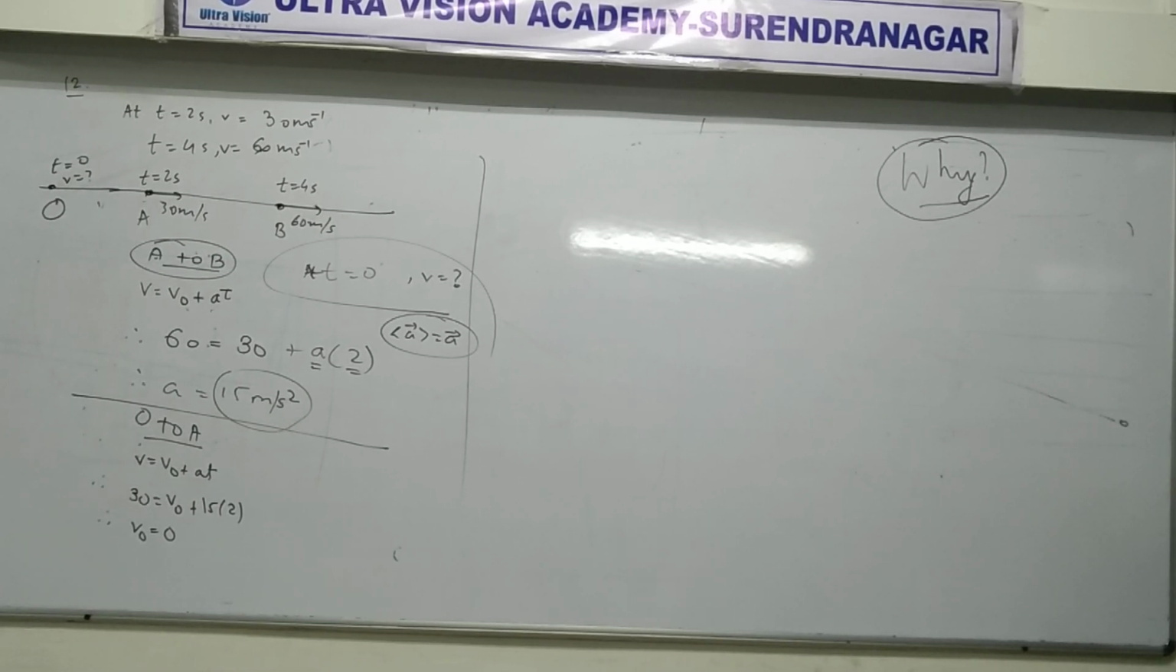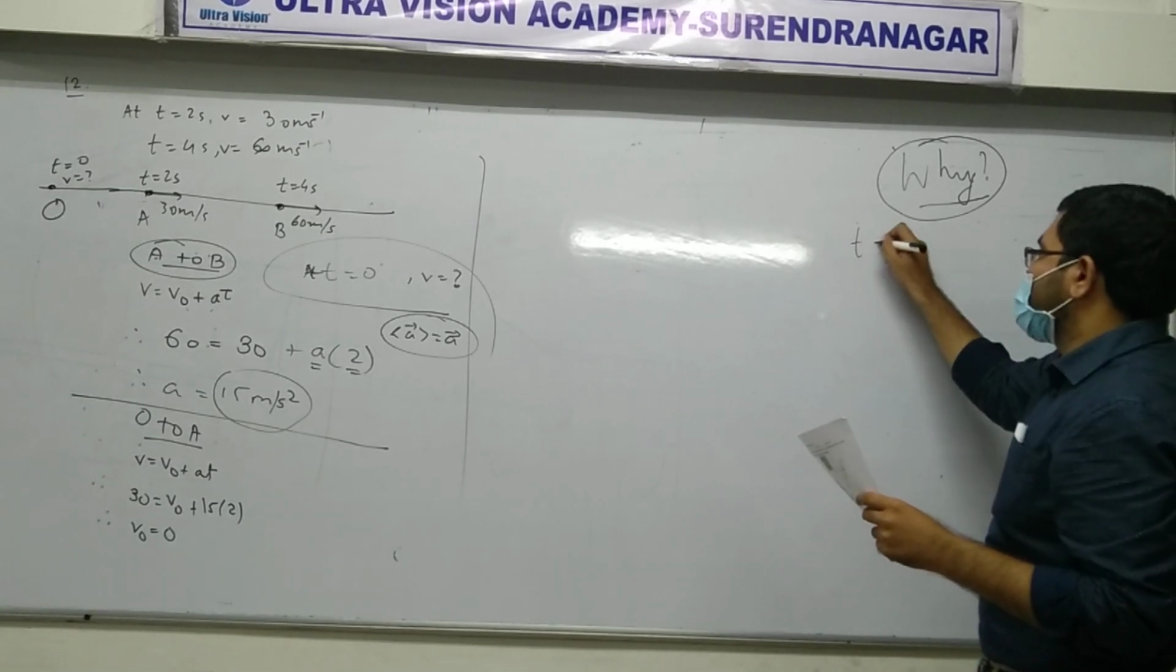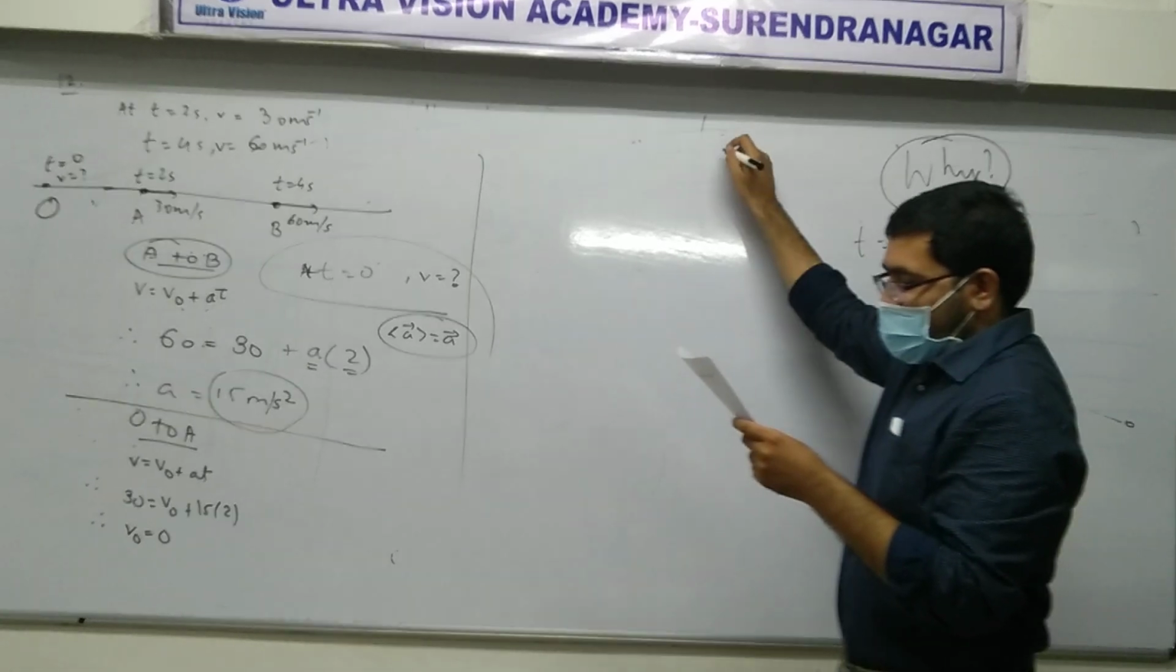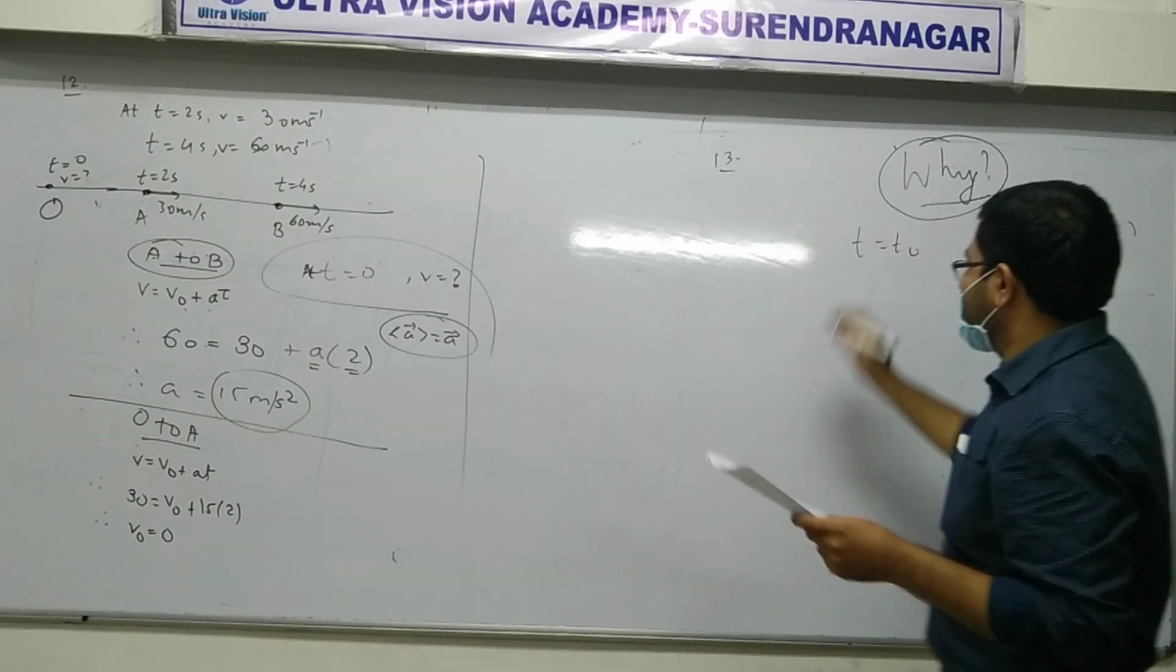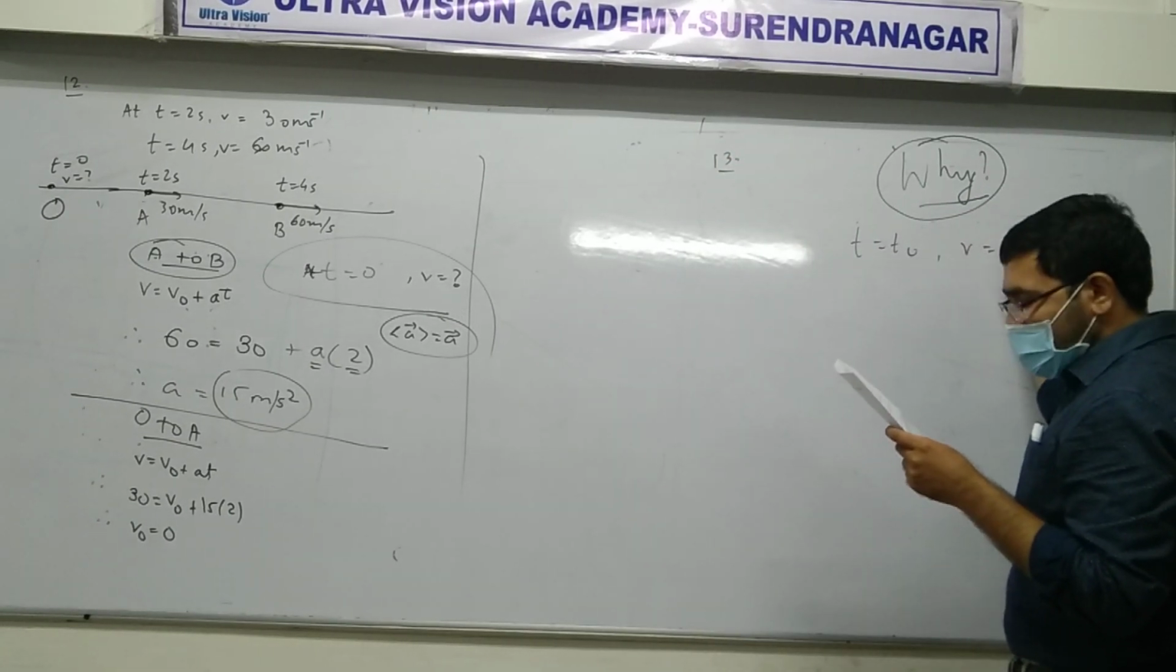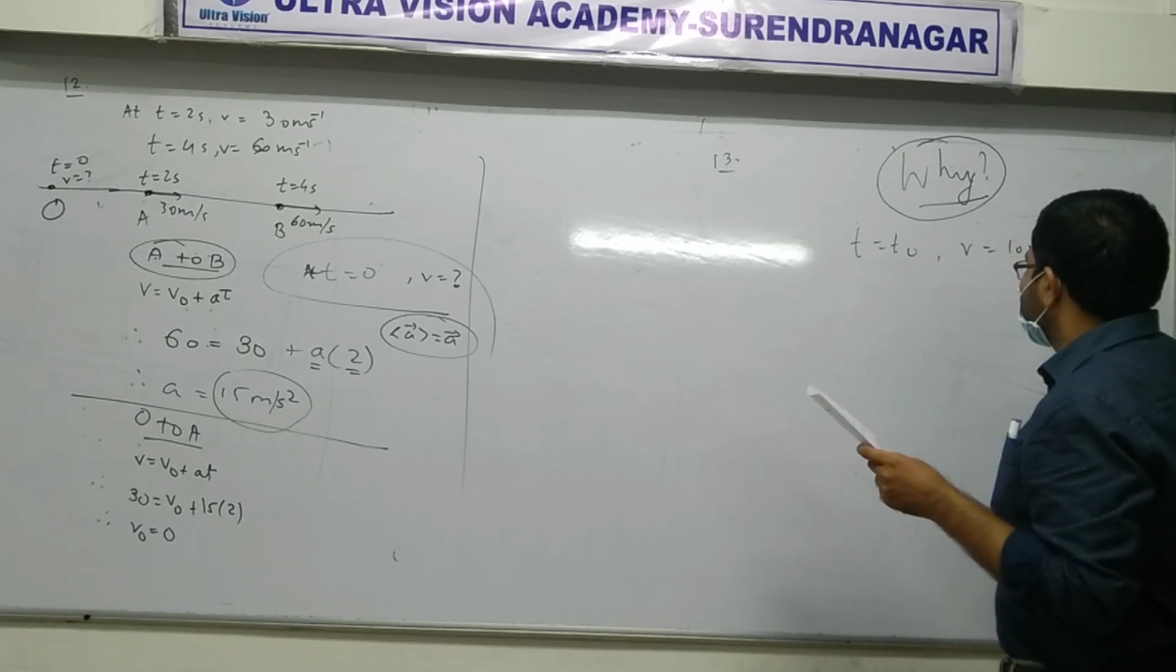The velocity of a particle moving with constant acceleration at an instant t0. Instant means what? At some particular time. For example, instant of 5 o'clock in this watch clock. That particular instant. So at time t equal to t0, in this question 13, what is the velocity? 10 meter per second.